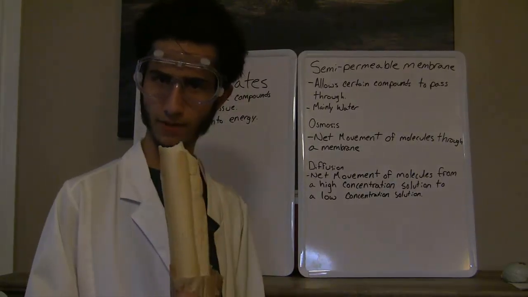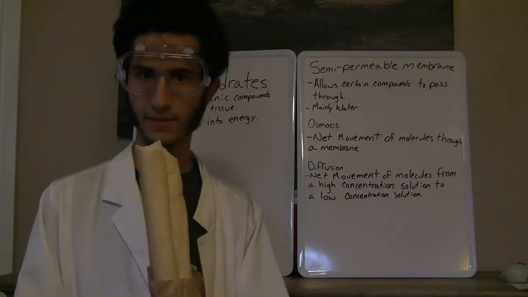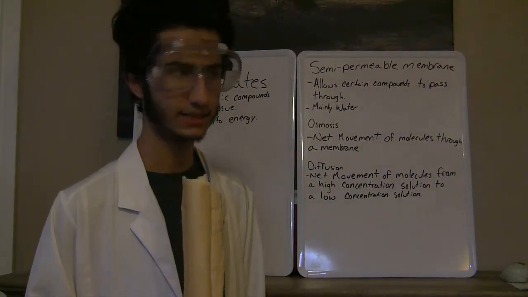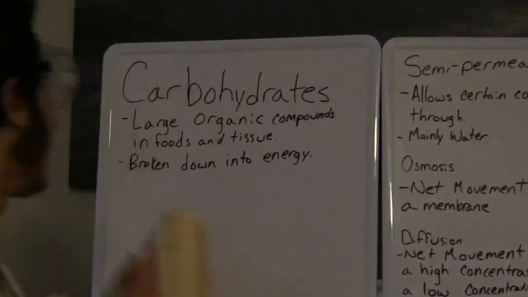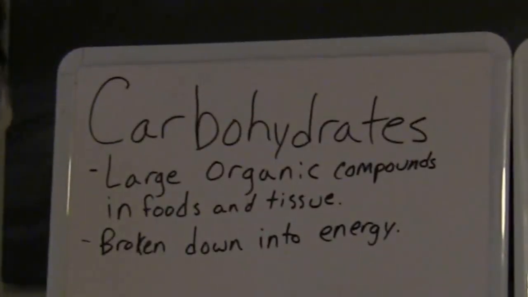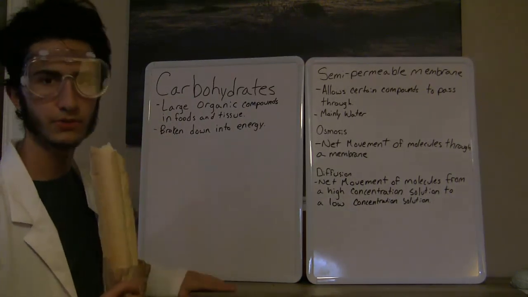Hello, and welcome back to the whiteboards. Today we'll be discussing carbohydrates, semi-permeable membranes, and eggs. Yes, eggs. Don't question me. Anyways, a carbohydrate is a large organic compound found in foods and tissues. It is also broken down by animals to produce energy.